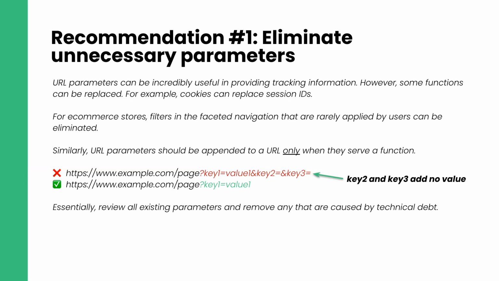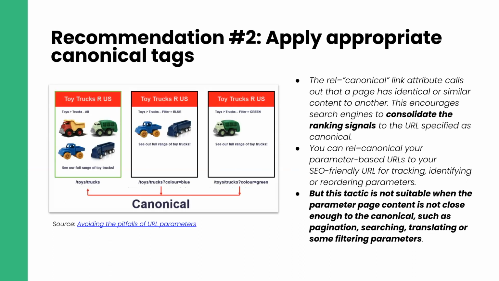Similarly, URL parameters should be appended to a URL only when they serve a function. And in this example, the first one, there is a key 1 and then a key 2 and a key 3. What you'll see here is key 2 and key 3 add absolutely no value at all, whereas this is the preferred format of the parameterization. So essentially, review all existing URL parameters and remove any that are caused by technical debt, because it's easier to prevent than to fix. And then another solution is to apply appropriate canonical tags.